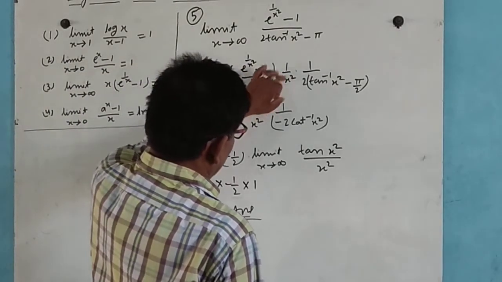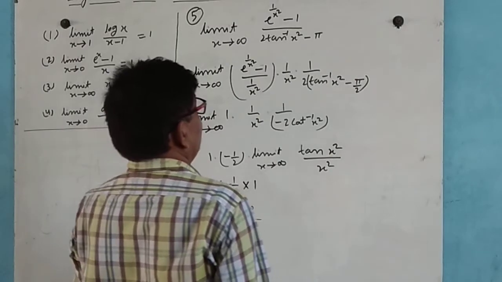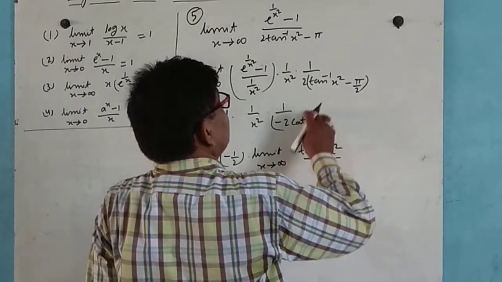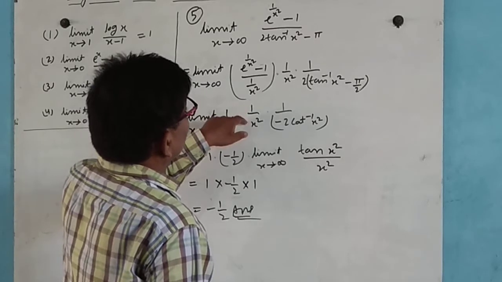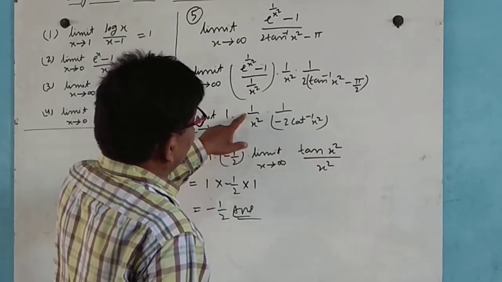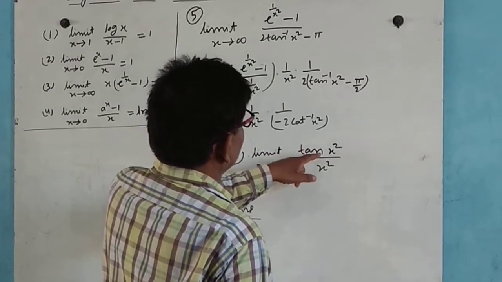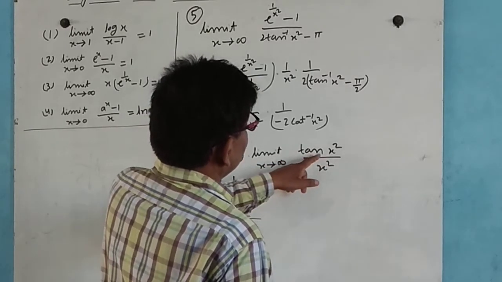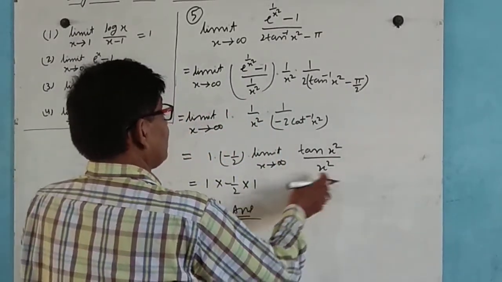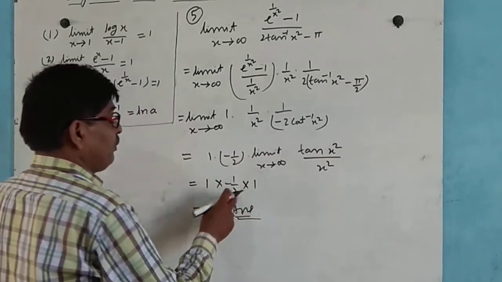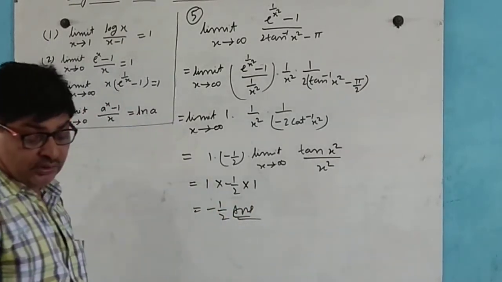And in the denominator, 1 by x square and 2 tan inverse x square, take 2 common, this is pi by 2 minus tan inverse x square, and this converts to cot inverse x square. After that, here 1 by x square, this x square comes here, and this becomes tan inverse of 1 by x square by 1 by x square. As you know, this becomes 1, and this is a half, so this is equal to half. This is our answer.